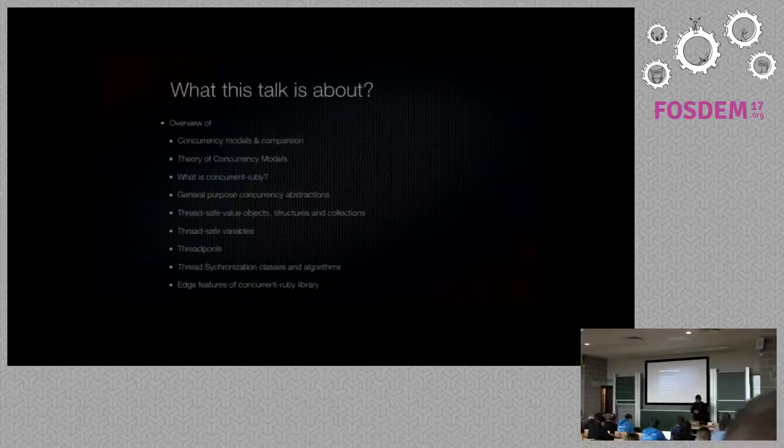My talk is going to give an overview of concurrency models and their comparison, then a little bit of theory about concurrency models, then what the concurrent Ruby library is, then general purpose concurrency abstractions in the concurrent Ruby library: thread safe variables, thread safe value object structures and collections, thread pools, then thread synchronization classes and algorithms, and edge features of the concurrent Ruby library.